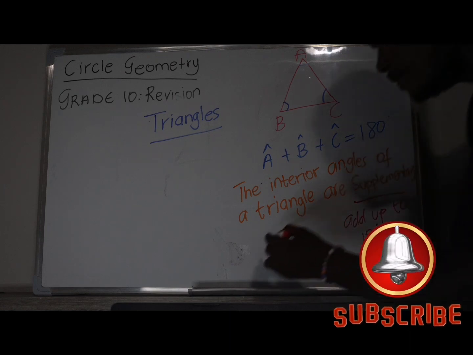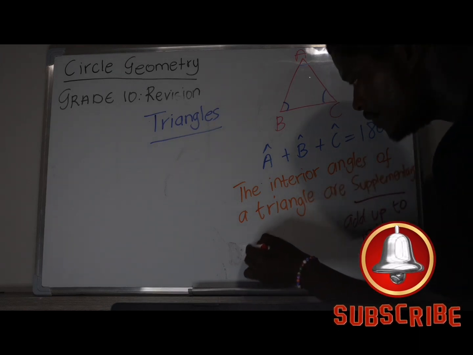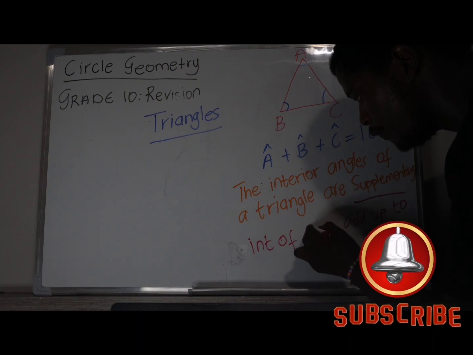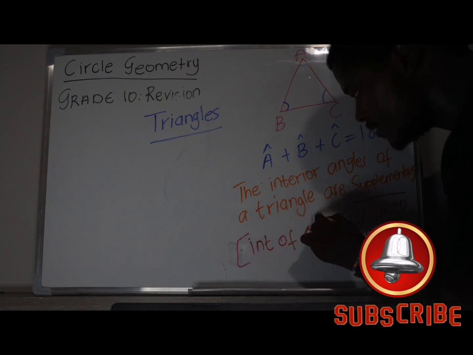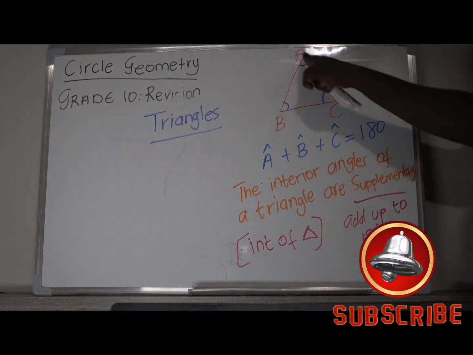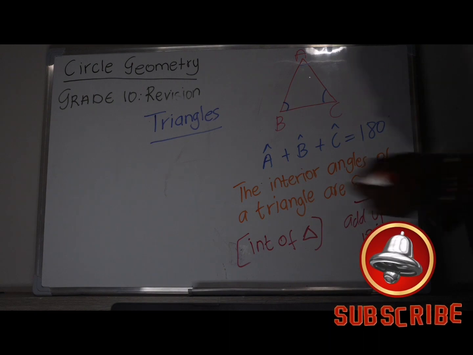Briefly, you can just say the abbreviated reasoning: interior angles of a triangle. This is the abbreviation. You can just write interior angles of triangle. This thing is a triangle. Very simple. The second one, this one.